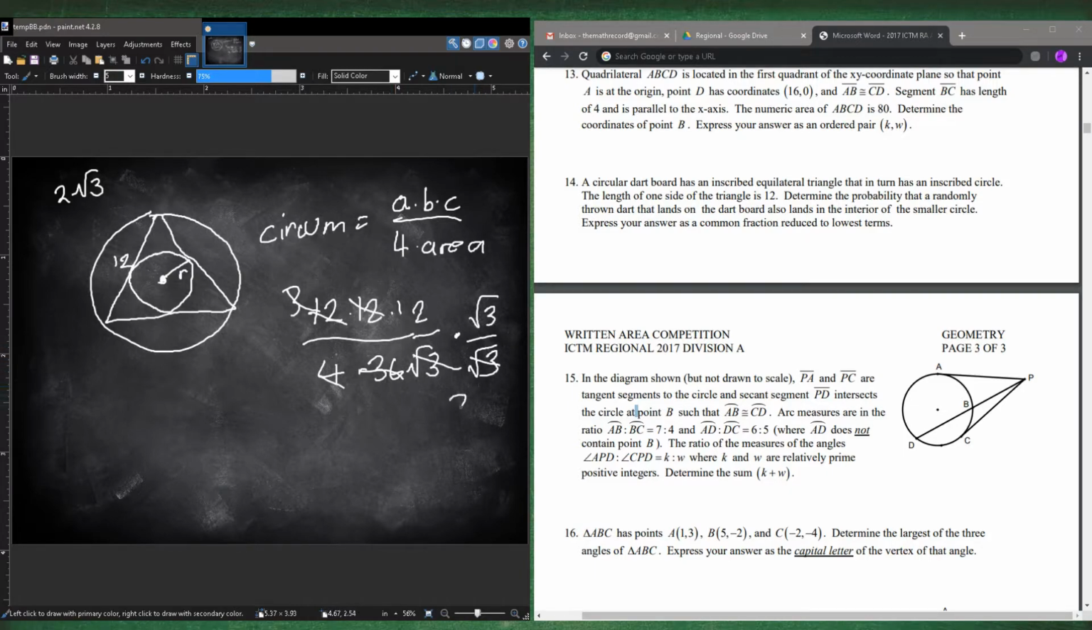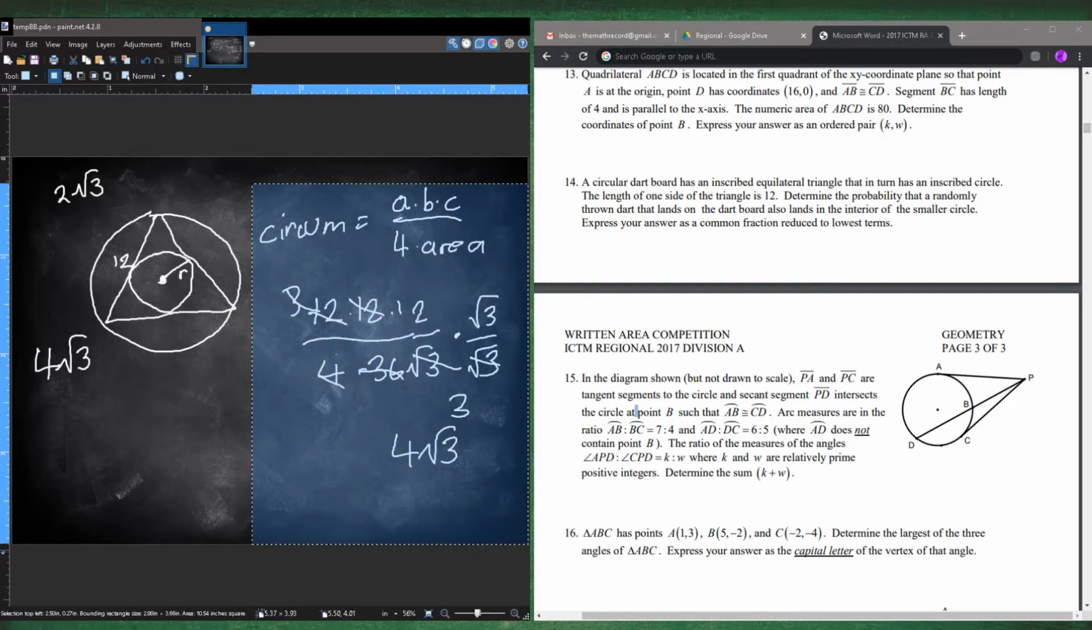So this makes this a 3. So 12 divided by 3 is 4 square root 3. Okay, so our circumradius is 4 square root 3. And now we have everything we need.